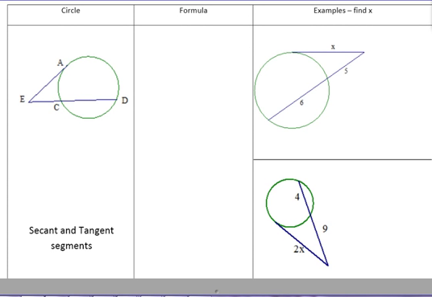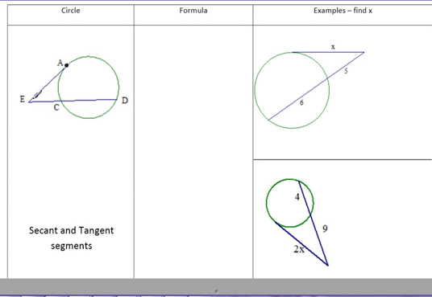Okay, and the last property is the only one that we have left that's new. The very last one on your paper you've already done. Okay, the next one is when you have a secant. Remember, a secant goes through the circle, and you have a tangent, which just touches the circle at one point. It's called the point of tangency.